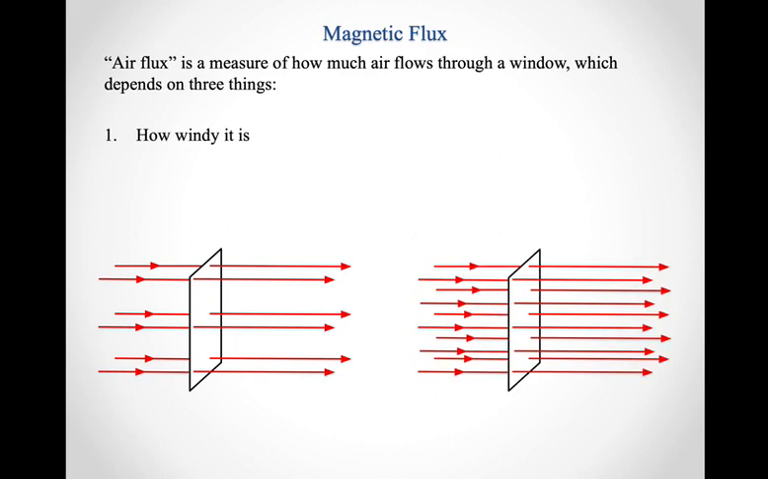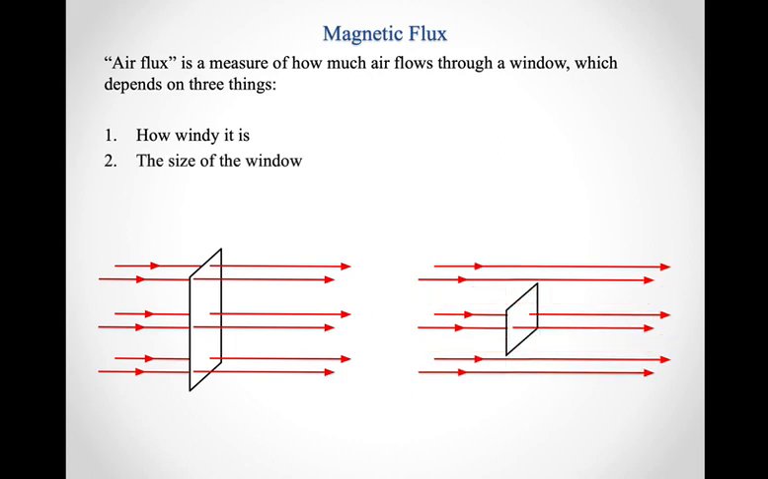The first one is how windy it is. So obviously you're going to get more air flux, so more air will come through the window on a windier day than on a day where there's not much wind. Second thing, of course, is what's the size of the window? The bigger the window is, the bigger you would expect the air flux to be. So those first two factors probably make a lot of sense.